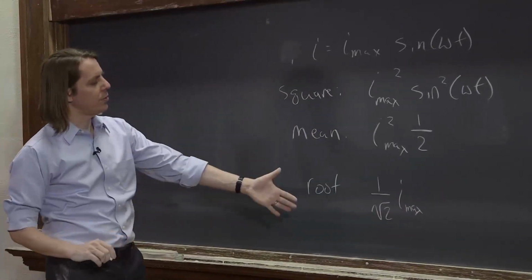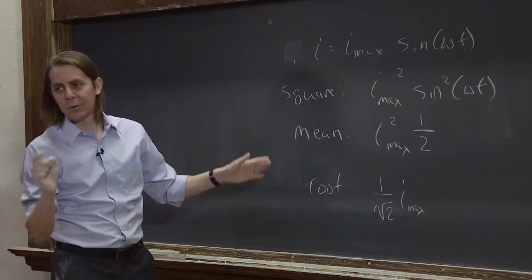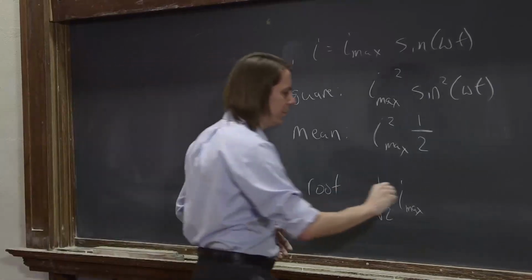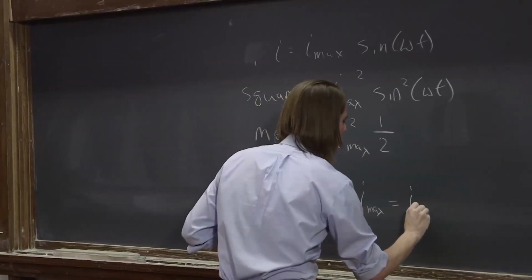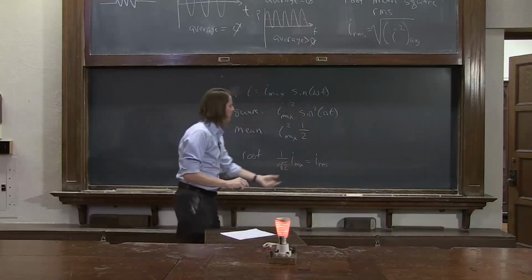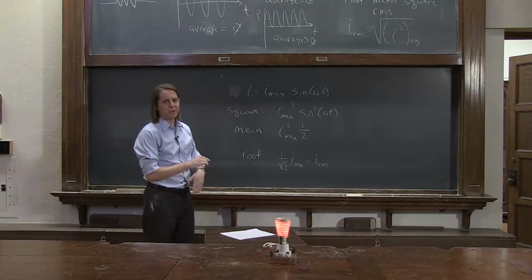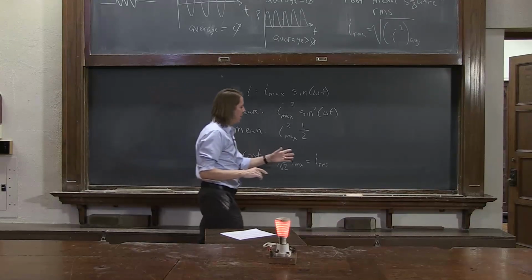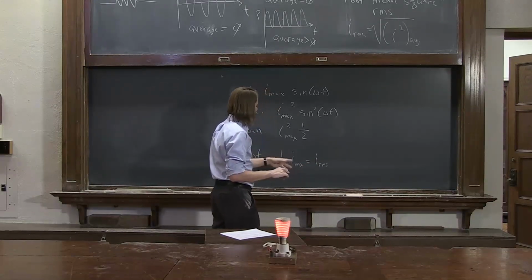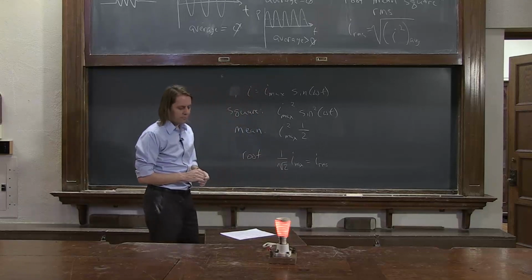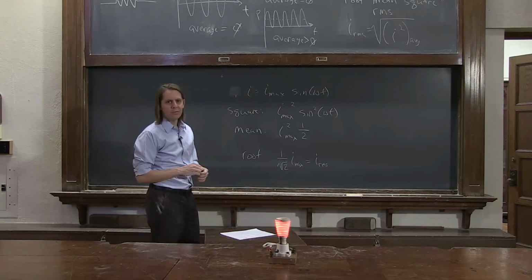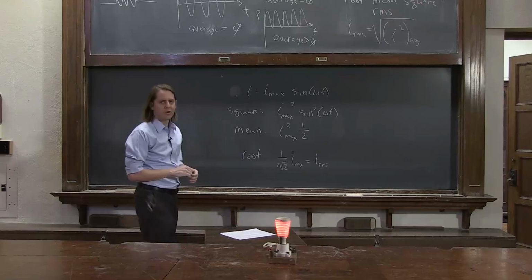So for a sinusoidal current, and pretty much everything we're going to do is going to be sinusoidal, the IRMS is just the amplitude of the oscillation times 1 over the square root of 2. Same thing for the voltage. We could have done all this for delta V. The RMS delta V is the maximum delta V times 1 over the square root of 2. So we'll be using lots of RMS currents and voltages as we analyze AC circuits.